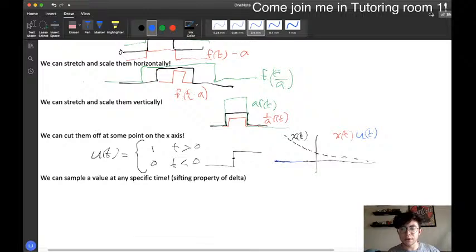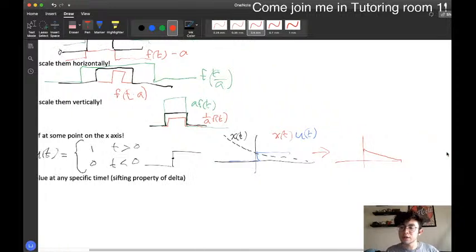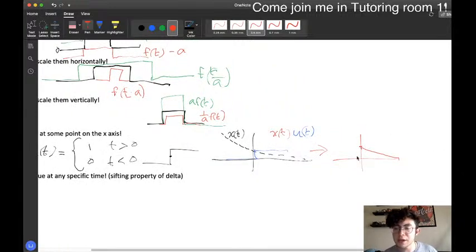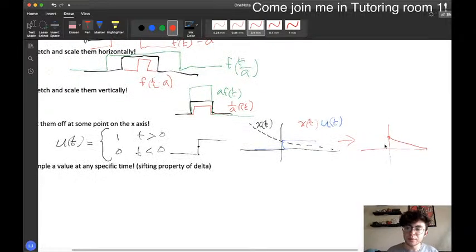So if this is our unit step function, notice that if we multiply everything on the right times 1, we just get our original signal back. But if we multiply everything on the left times 0, it's going to get cut off. So in the end, this gives us a signal that looks like a decaying exponential, but with everything to the left of it cut off. So that's what I mean by that.